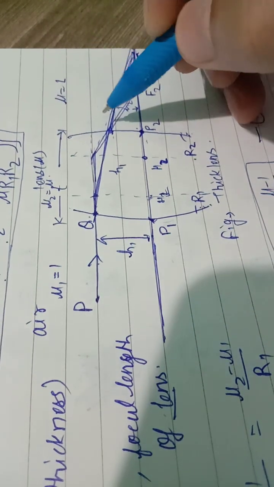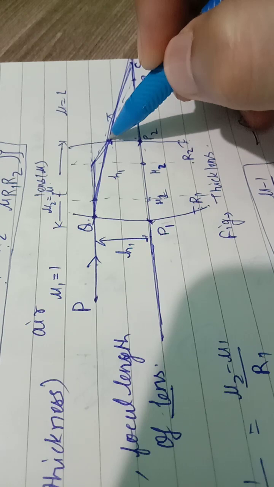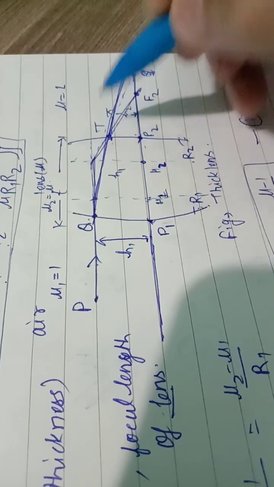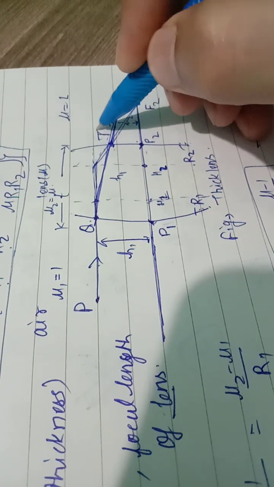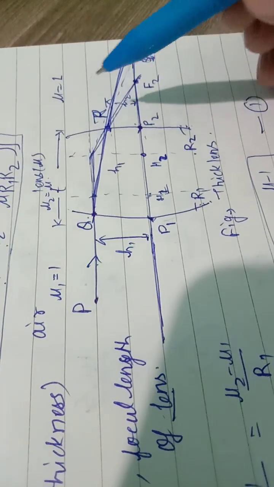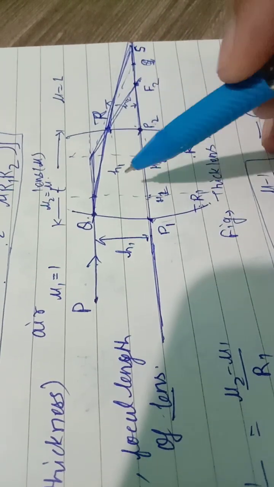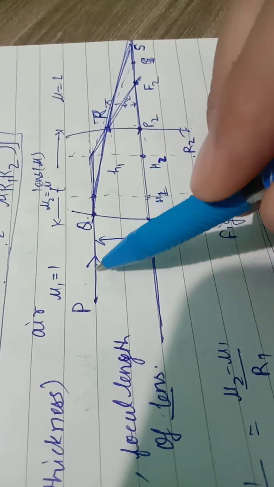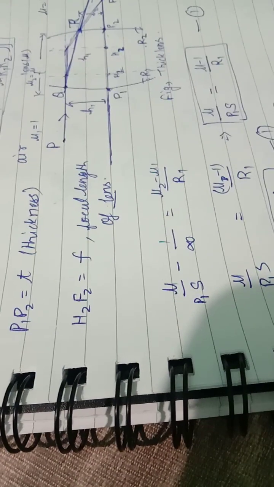So let's decide this point is our R. The distance of R and P2 is S2, and H1 is the distance of the incoming ray from the principal axis.